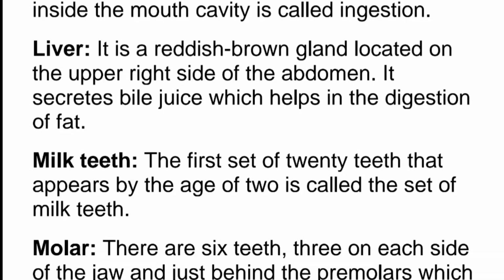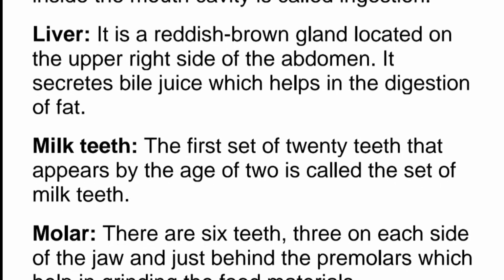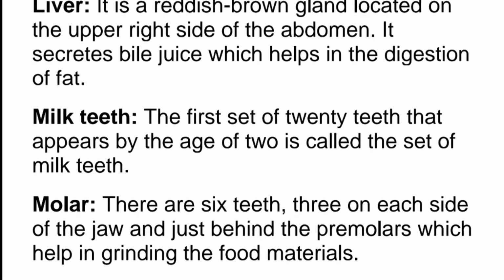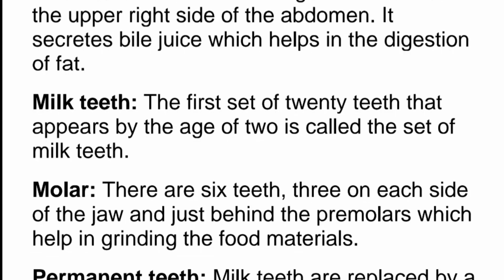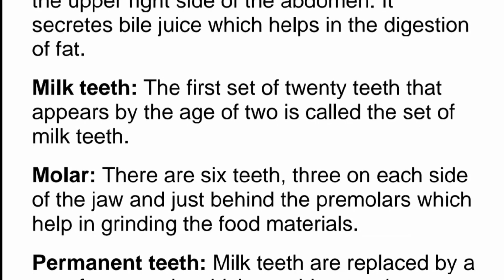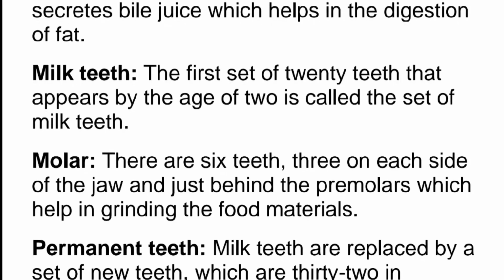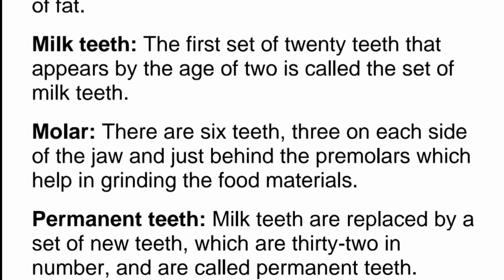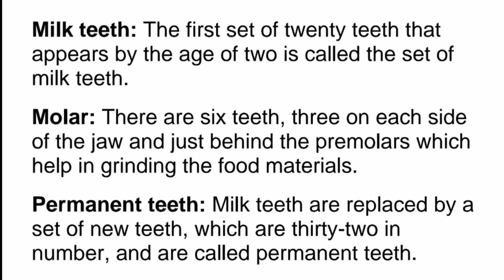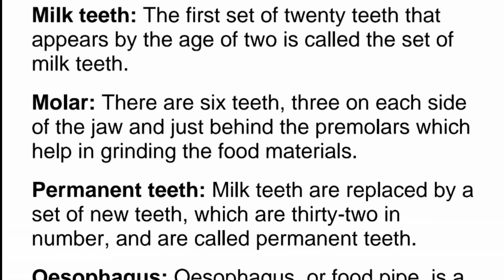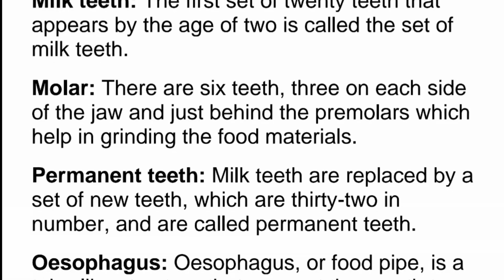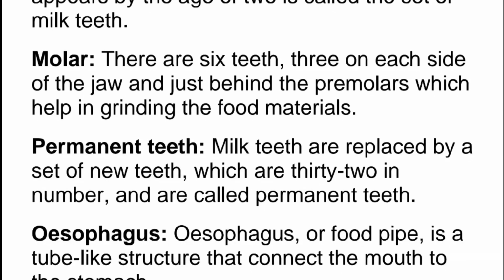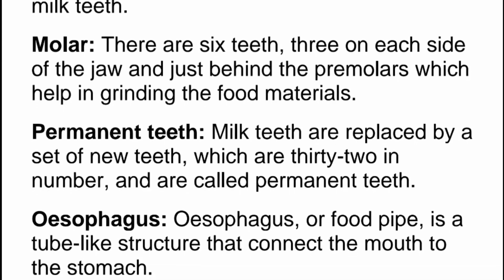Milk teeth. The first set of 20 teeth that appears by the age of 2 is called the set of milk teeth. Molar. There are 6 teeth, 3 on each side of the jaw and just behind the premolars, which help in grinding the food materials. Permanent teeth. Milk teeth are replaced by a set of new teeth, which are 32 in number and are called permanent teeth. Esophagus. Esophagus or food pipe is a tube-like structure that connects the mouth to the stomach.